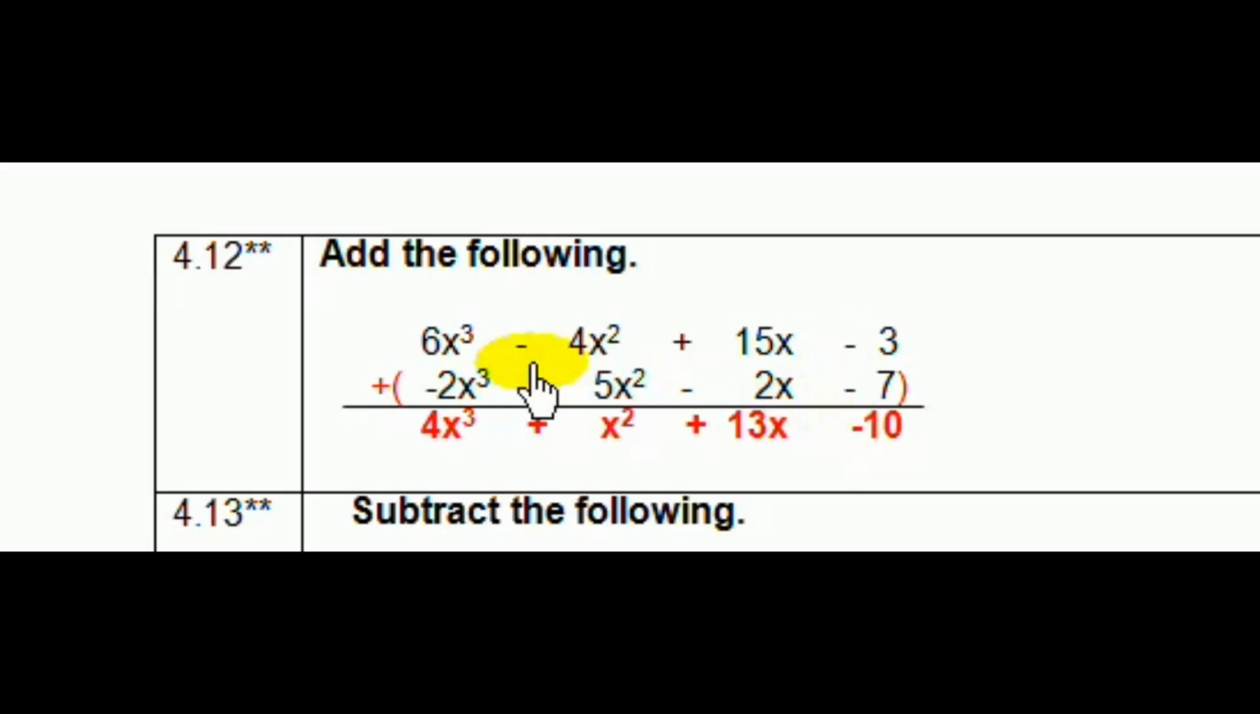So just add them. 6x to the third minus 2x to the third will give you that 4. There we have minus 4, and when we add the 5 we will get 1x squared. 15 minus 2 of the same will give you that 13, and now minus 3 minus another 7, because sign doesn't change. It's a minus 7 and a minus 3, and that'll give you that minus 10.